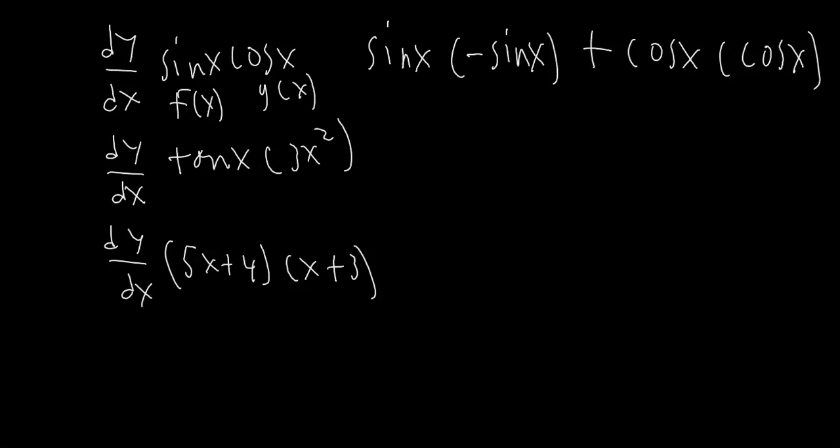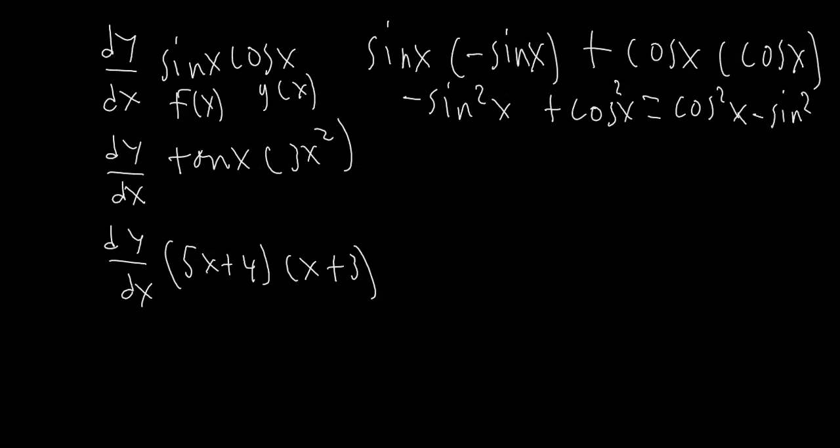And the product rule is allowed here since it's sine of x times cosine of x, which implies the product rule. So then we get negative sine squared plus cosine squared, and the answer is cosine squared x minus sine squared x.